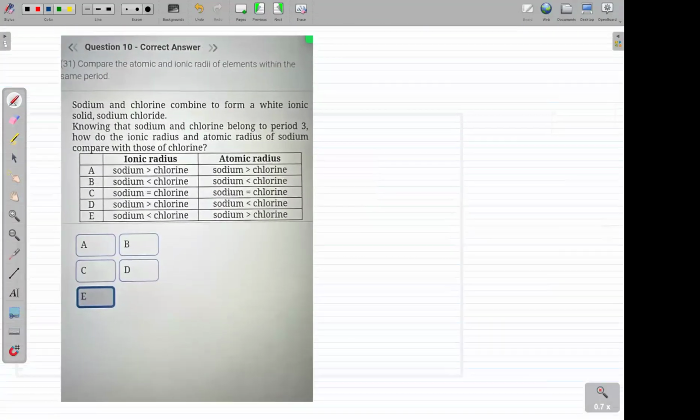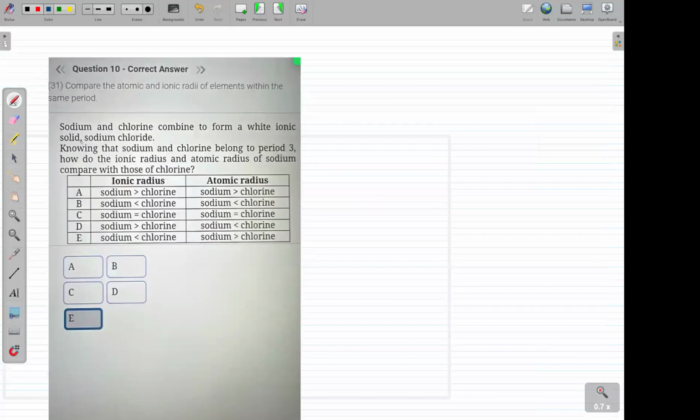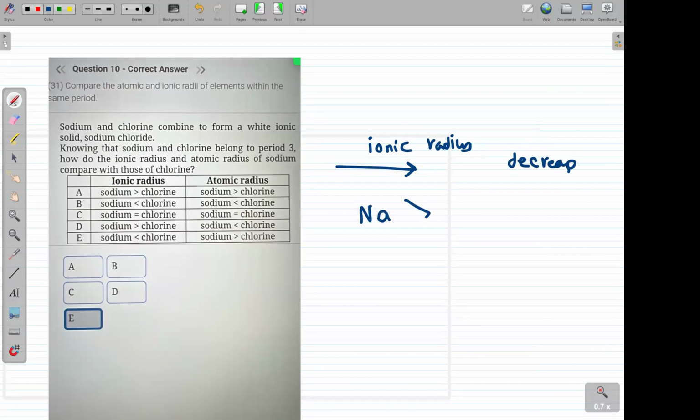So sodium and chlorine combine to form a white ionic sodium chloride. Knowing that sodium and chlorine belong to period 3, how do the ionic radius and the atomic radius of sodium compare with those of chlorine? We just explained that when you go to the right, the ionic radius is going to decrease. So this means that sodium is bigger than chlorine. Yes, sodium is bigger than chlorine.